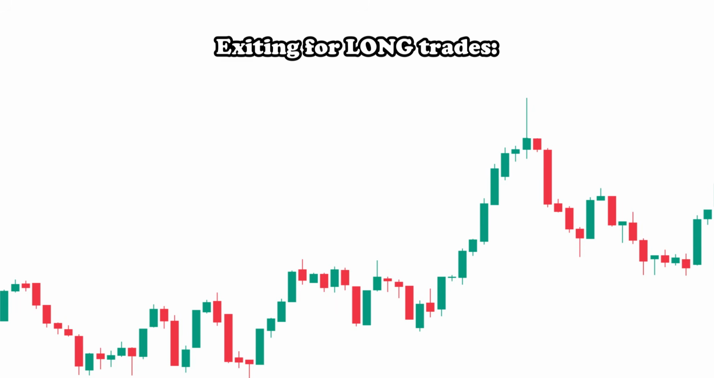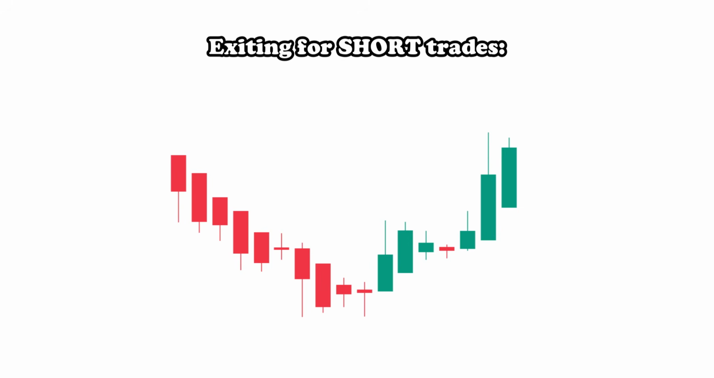Now, here's how to exit a trade using Heiken Ashi bars. For long trades, you would want to exit the trade when a bearish Heiken Ashi bar is formed, as this can indicate that the trend is reversing. Similarly, for short trades, you would want to exit the trade when a bullish Heiken Ashi bar is formed.